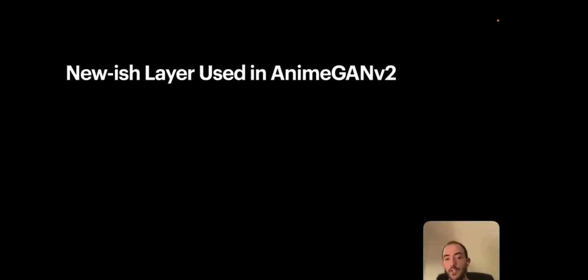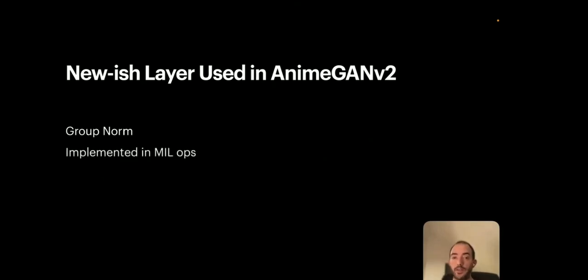Interestingly enough, there is actually a newish layer that's used in Anime-GAN version 2 called group norm. And when I first saw this, I started to have flashbacks to 2019. I was like, oh, this is not going to work. After some more digging, I found they had already implemented it in Core ML Tools using MIL ops. So they had already gotten around the problem using this new methodology, which was great. And when I looked at the conversion, the operations used to implement this group norm were not super sophisticated. So had they not already done that, I felt somewhat confident that I could have done it myself too, but I guess we'll never know now.